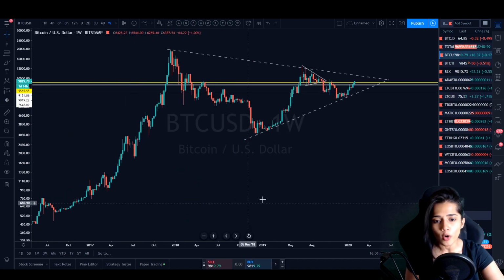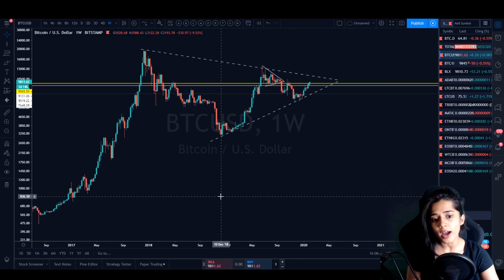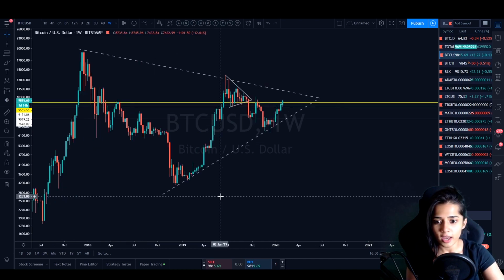This, guys, is Bitcoin USD on the weekly. Now, why do I want to start off with the weekly? Because, well, we close a weekly candle tomorrow. Look at that. I mean, it's looking super bullish right now.